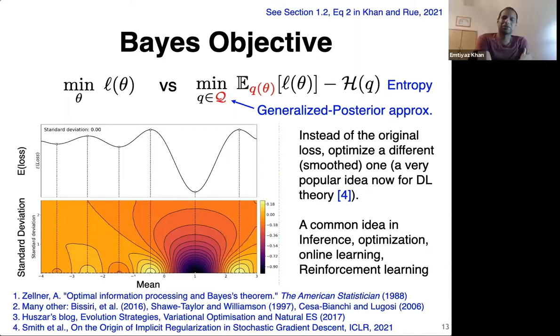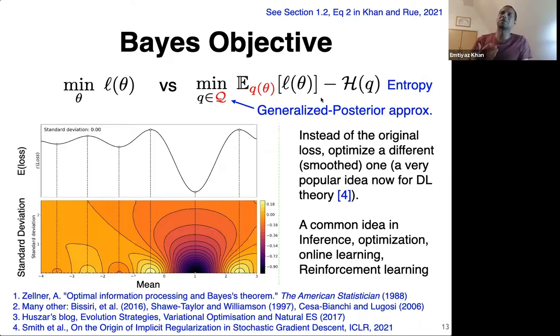Yes, I hope I understood your question, but I'll just say a few sentences and then you can correct me. When I was saying that I see this as a more general principle, I meant that it's not inference in a probabilistic model. This loss could be arbitrary, and I'm trying to approximate the Gibbs free energy or something like that. People call it a generalized posterior. Of course, when this is the log likelihood, then it's Bayesian inference, and that's where I would call it variational inference.